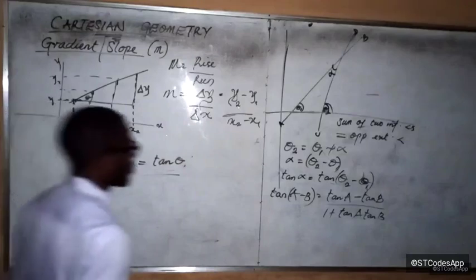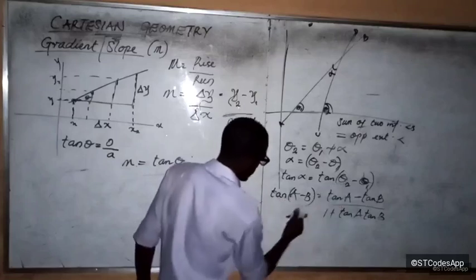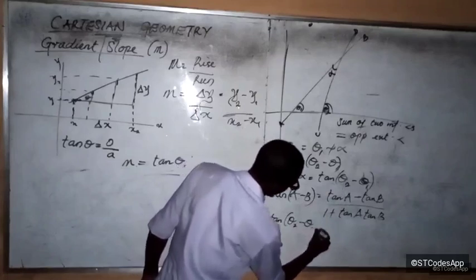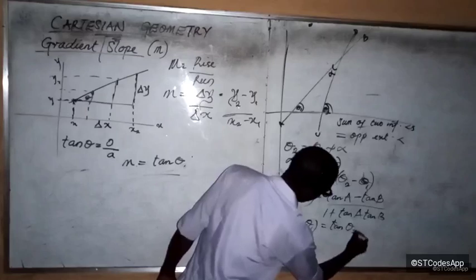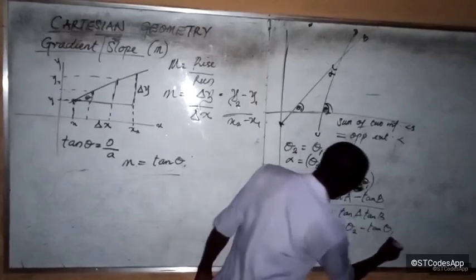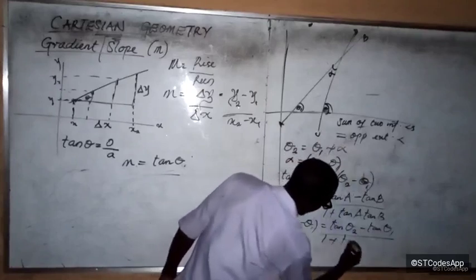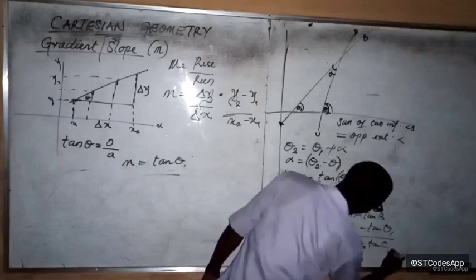So if that is the case, therefore, tan A will be this. So we have tan(theta 2 minus theta 1). Therefore, we just copy this. This becomes tan theta 2 minus tan theta 1 all over 1 plus tan theta 2 tan theta 1.